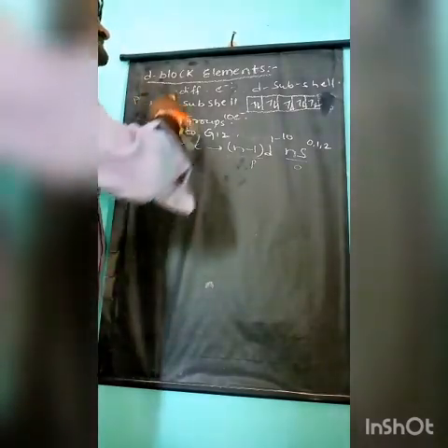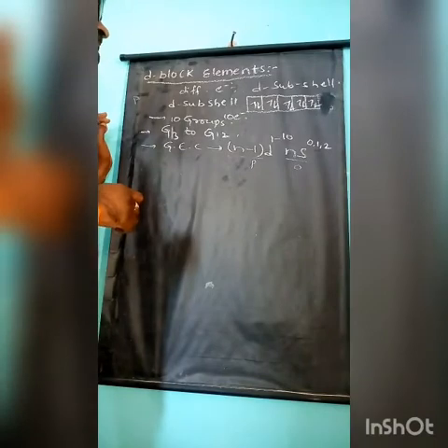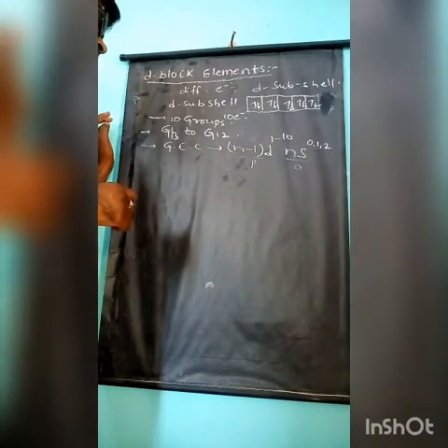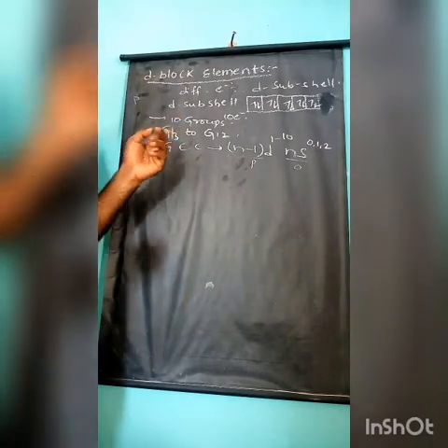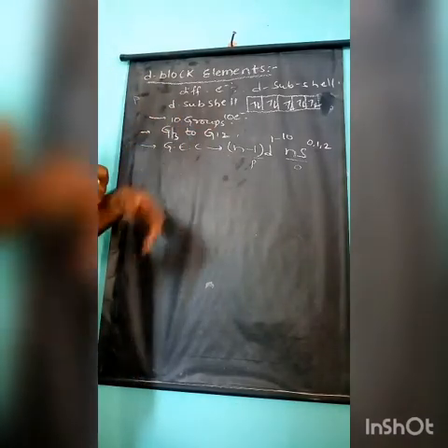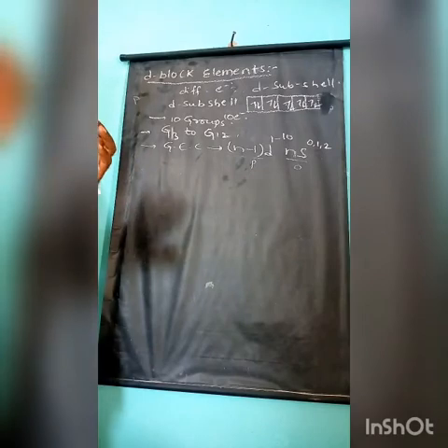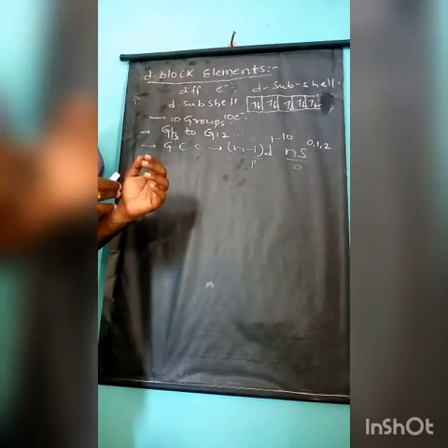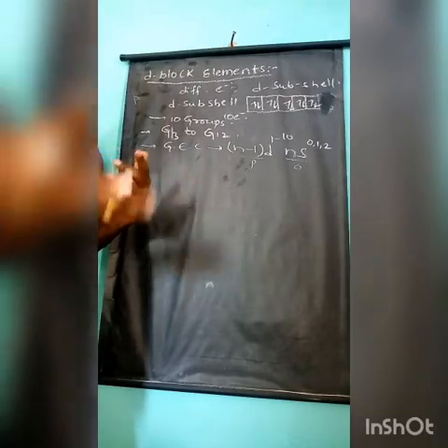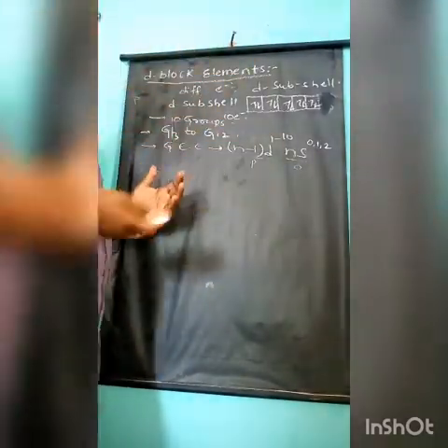They are known as D block elements. That kind of elements are called D block elements. So totally D block contains the 10 groups: G3 to G12. These D block elements are present in between the S and the P block elements.